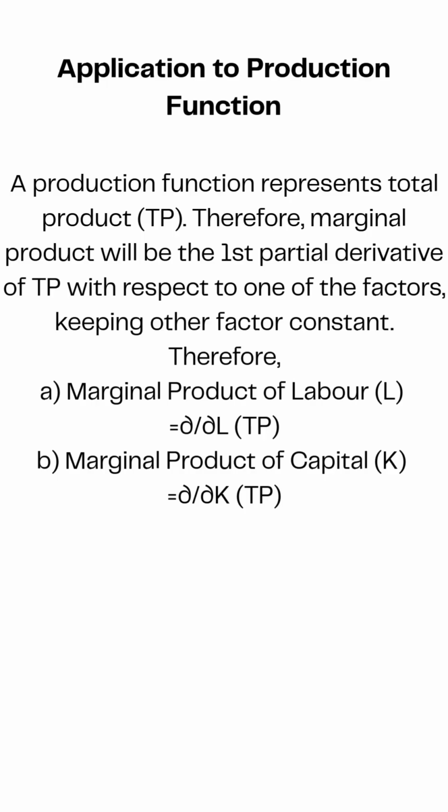Next is the production function. A production function represents total product. Therefore, marginal product will be the first partial derivative of total product with respect to one of the factors while keeping other factors constant. For example, the marginal product of labor is the first partial derivative of total product with respect to labor while keeping capital constant.